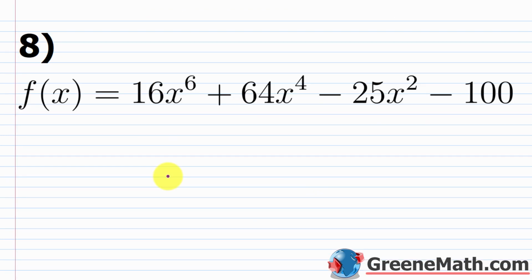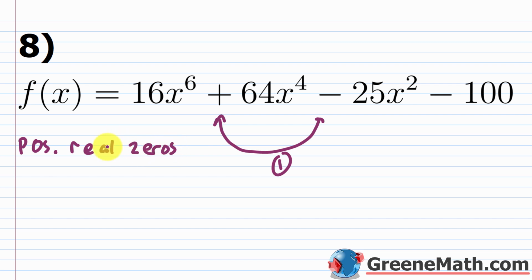All right, for problem 8, we have f of x equals 16x to the 6th power plus 64x to the 4th power minus 25x squared minus 100. Okay, so looking at this one, if we look at the sign changes, you have positive, positive, then you have a negative. So there's going to be 1 sign change there, and then this one's negative. So for the positive real zeros, we're going to have exactly 1. Then for the negative real zeros, you're going to have exactly 1 as well.